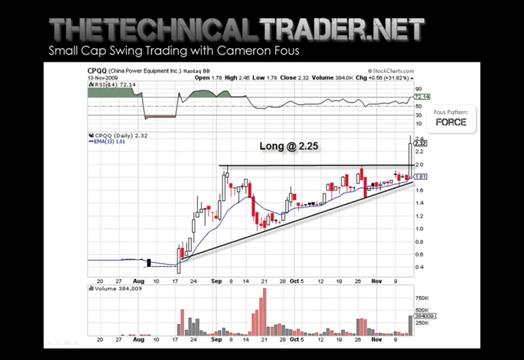Next up was CPQQ. This was the stock that I was using for the actual example of the three-phase triangle breakout pattern. So this is almost a near perfect three-phase breakout triangle pattern. I actually did play this stock.